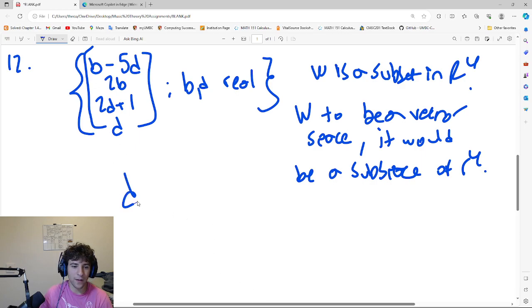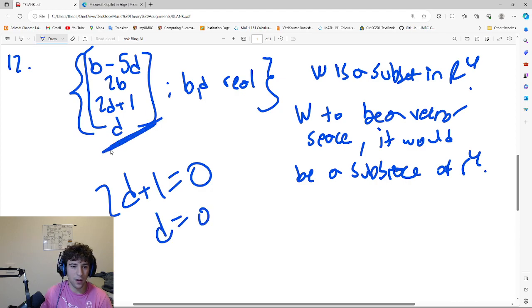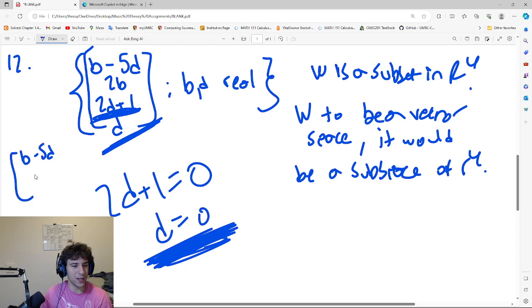But we see right here we have 2d plus 1 equals 0. So all this is going to have to be equal to 0. There's no way for d to be equal to 0. Because we also have d equals 0 right here, right? We need both of these to be equal to 0. And we have d equals 0 right here. It's important to know that this is very important to realize. Because we're going to have basically this set of vectors right here, b minus 5d, 2b, 2d plus 1, and d. And they're all going to be equal to the 0 vector.